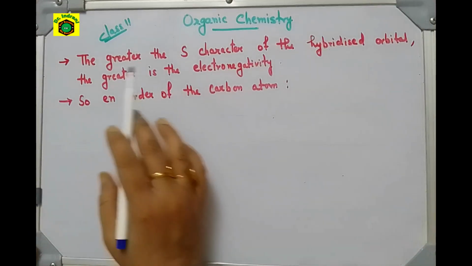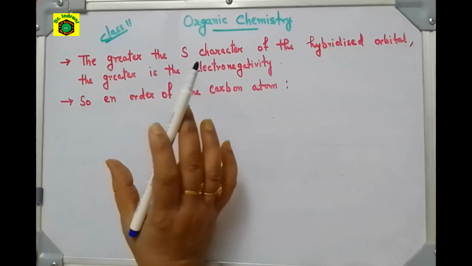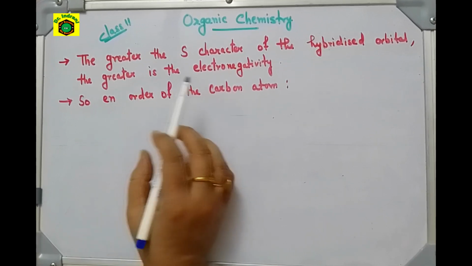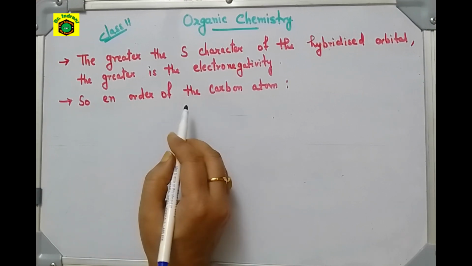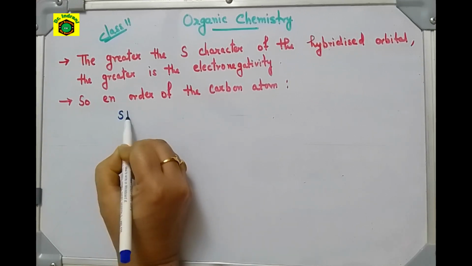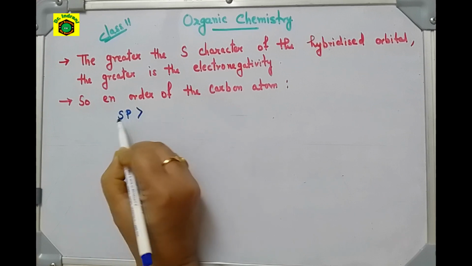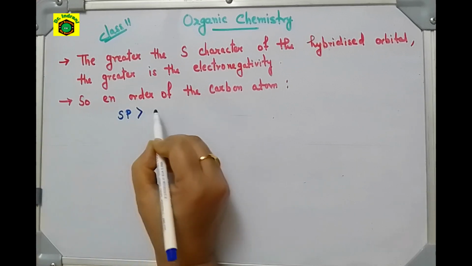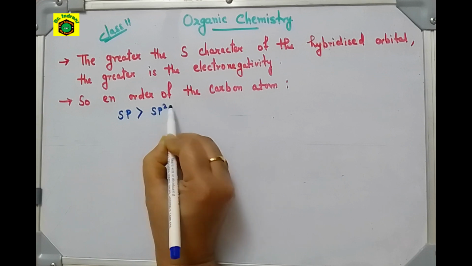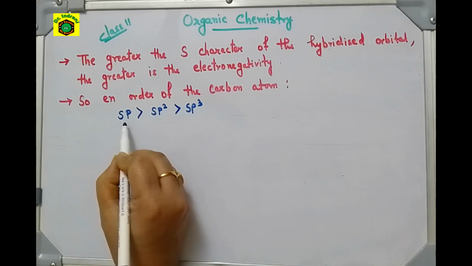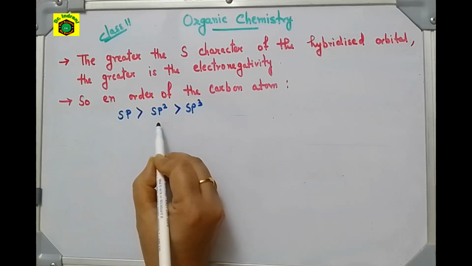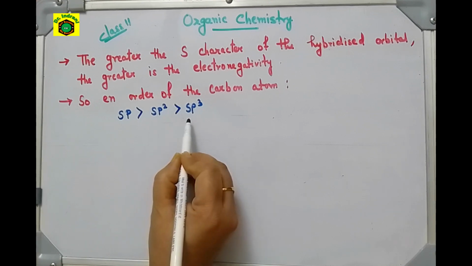Clear? The greater the S character of the hybridized orbital, the greater is the electronegativity. So electronegativity order of the carbon atom will be like this. sp hybridized orbital is most electronegative, then sp2, then sp3, because sp hybridized orbital is having 50% s character. This is having 33.33% and this is having least 25%.